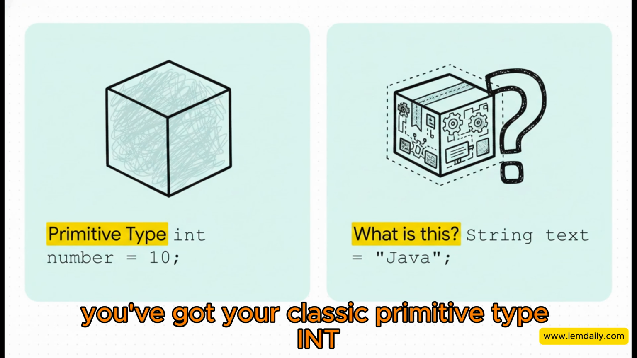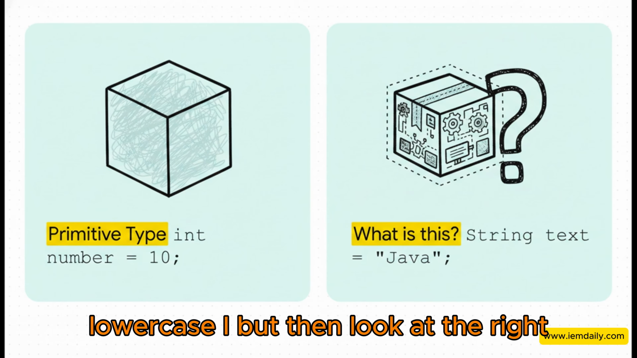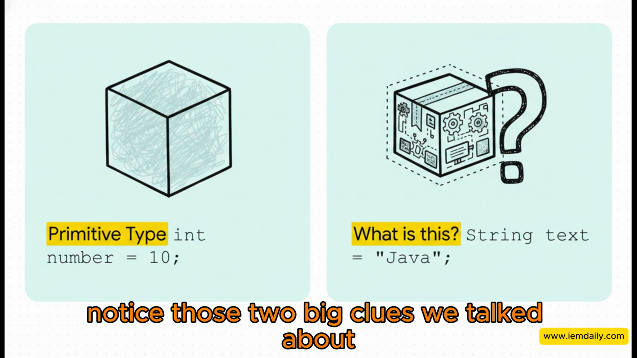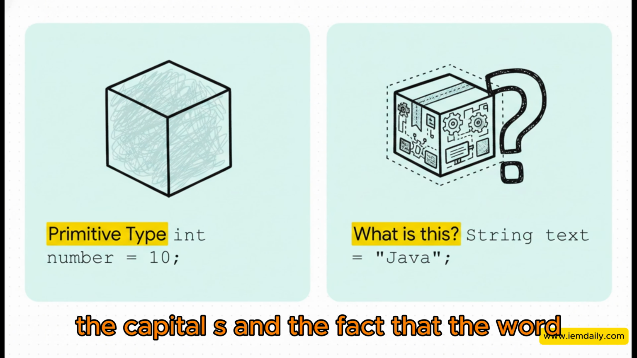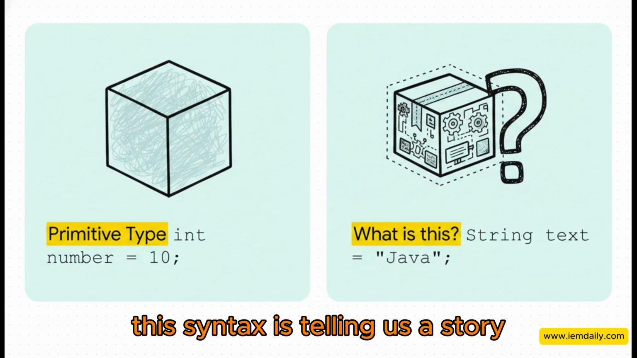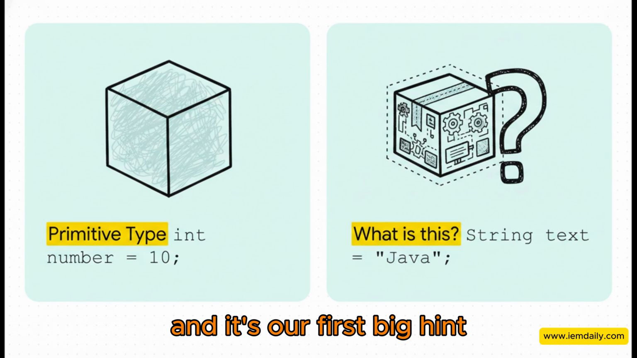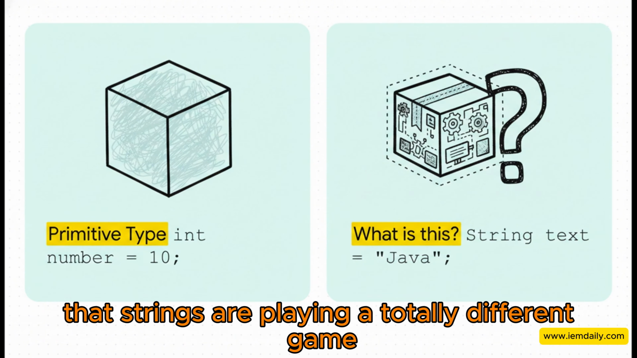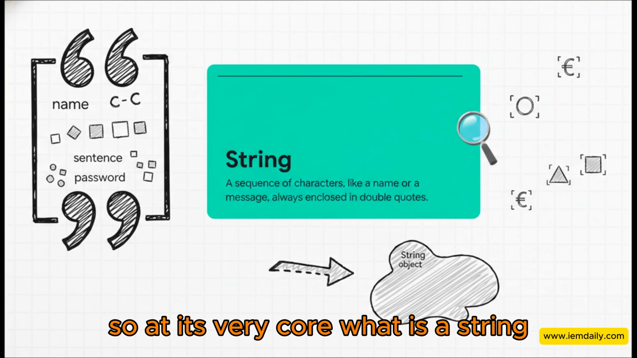Okay, so on the left, you've got your classic primitive type. int. Simple, straightforward, lowercase i. But then look at the right. There's the String. Notice those two big clues we talked about, the capital S and the fact that the word Java is wrapped up in double quotes. This syntax is telling us a story, and it's our first big hint that strings are playing a totally different game.